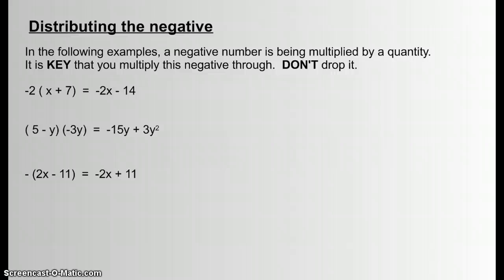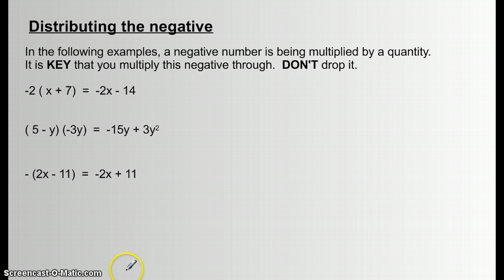In the second one, the quantity 5 minus y times negative 3y. The 5 times negative 3y is negative 15y, and minus y times minus 3y is positive 3y squared. When you multiply y times y, you add the exponents. That's how we got y squared. And negative 1 times negative 3 is a positive 3. That's how we got positive there.